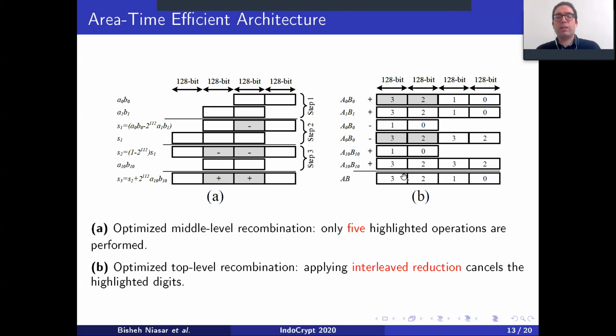And also in the top level recombination, we again use an optimized method, applying the interleaved reduction on it, to provide an efficient implementation. In this method, in the top level recombination, some components can cancel each other.